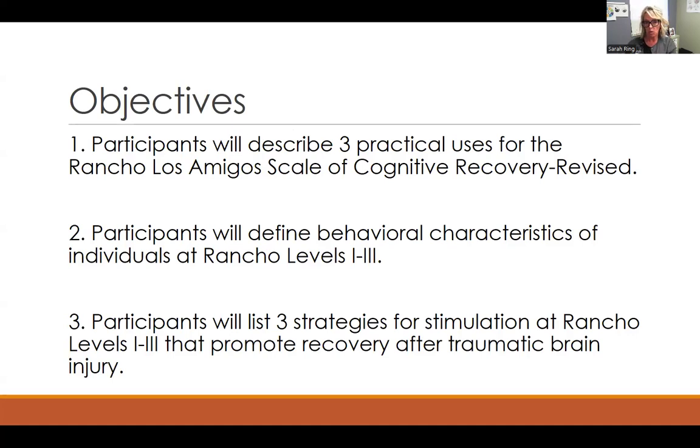Our objectives are threefold: that participants be able to describe 3 practical uses for the scale, that participants will be able to define behavioral characteristics of individuals at those Rancho levels 1, 2, and 3, and then finally, that participants will list 3 strategies for stimulation for individuals at those levels 1, 2, and 3. There are particular things that you as a family member, as a provider, can do when interacting with individuals in this early phase of recovery that actually promotes recovery after TBI.